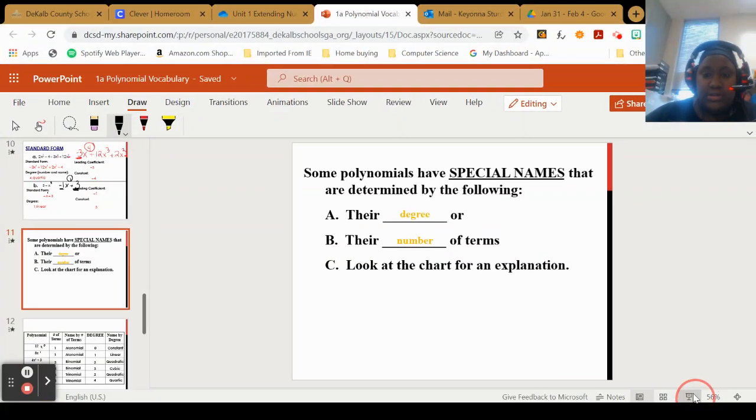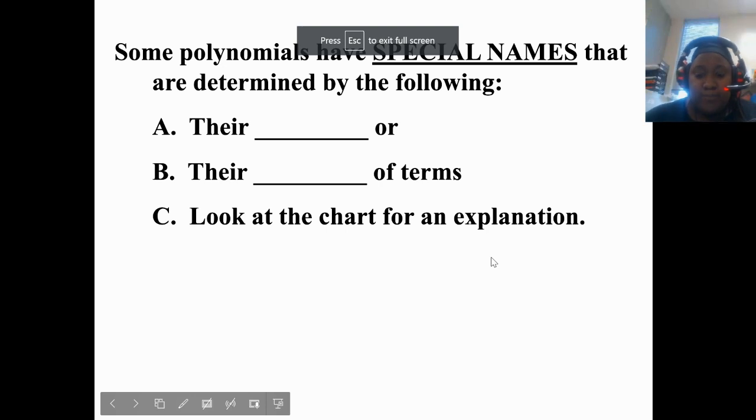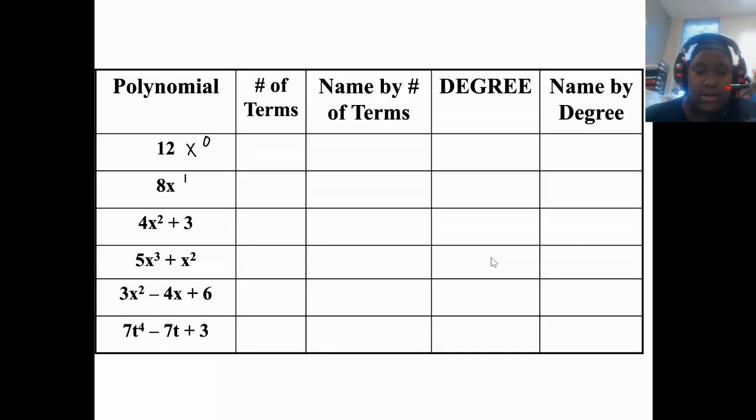I'm going to go ahead and blow this up again. All right, let's look at the chart. So we have 12. Remember that if there's no variable there, it's an understood variable to a 0 power. So I just put x to the 0. So they're asking you how many terms do you see. Terms are separated by a plus or minus sign. So if it's nothing there, no addition, no subtraction, then it's only one term. Okay. We name the term by either using monomial, binomial, trinomial, polynomial.